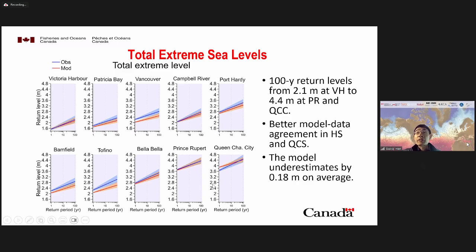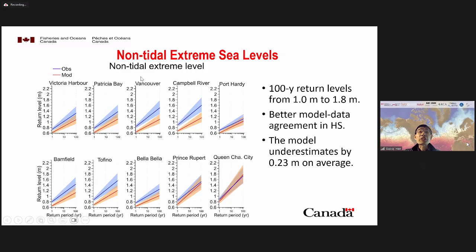And if you look at the 100-year return level, the variation is from 2.1 meter at Victoria Harbour to 4.4 meter at Prince Rupert and Queen Charlotte City. The model underestimates by 20 centimeter on average, and this is the total extreme sea level, so including tides and all causing factors. And now we look at the non-tidal sea levels.